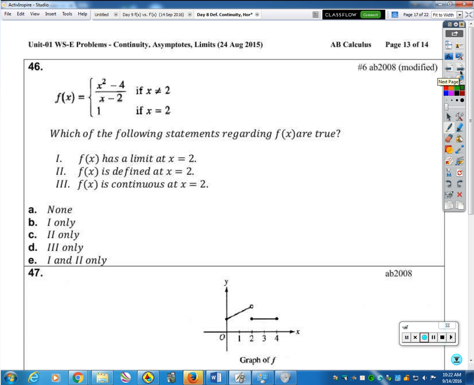Okay, we're going to skip 46. 46 is nearly an exact copy of the problem we just did.